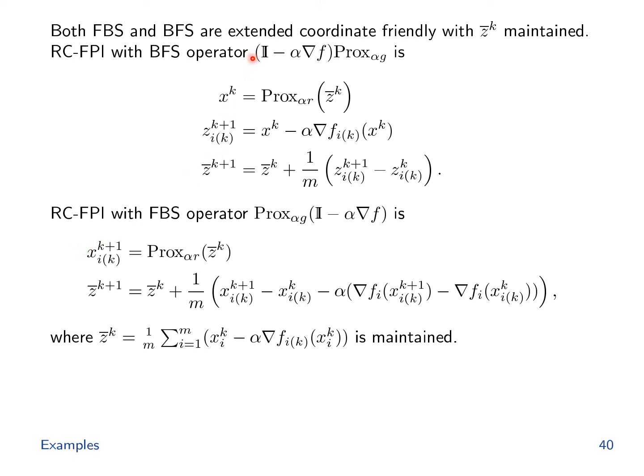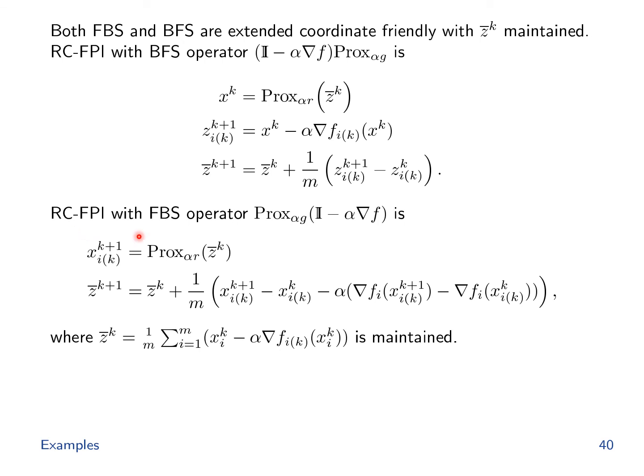Now, to apply an update to zi, we basically take out the i-th component of the forward operator, which requires the i-th input of the prox. So this is the i-th input of the prox. Recall that all the entries of the prox output are equal. Then we update zi, and then we have to update the maintained average of the zi's to account for the change in the i-th block.